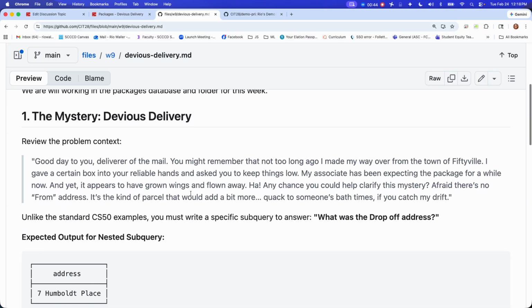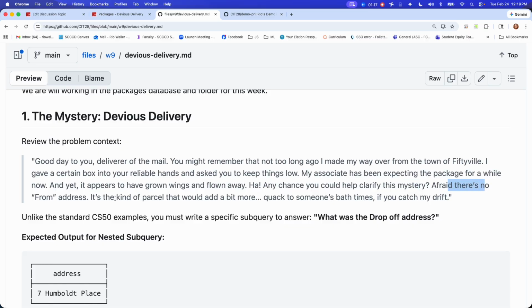Okay, so what is the mystery of the Dubious Delivery? Good day to you, deliverer of the mail. You might remember that not too long ago I made my way over to the town of Fiftyville. I gave a certain package into your reliable hands and asked you to keep things low, meaning don't tell anybody. My associate has been expecting the package for a while, and yet it has grown wings and flown away. Ha! Any chance you can help clarify this mystery?